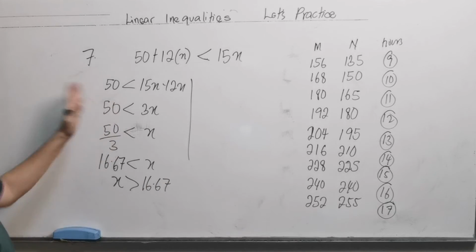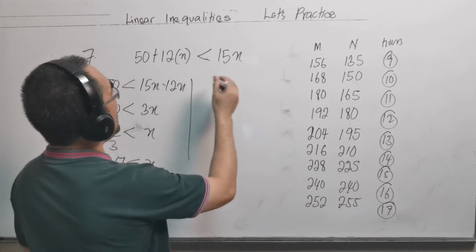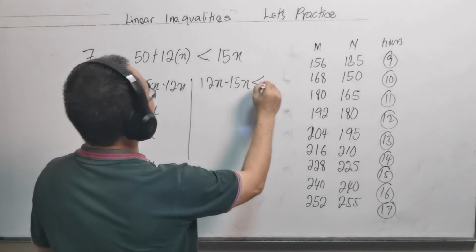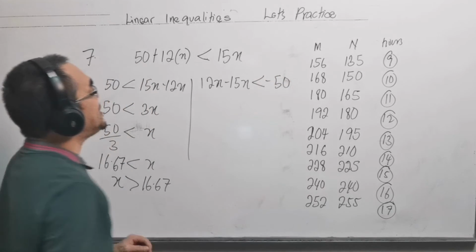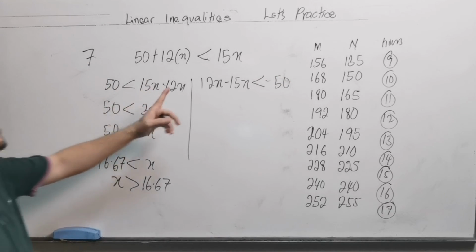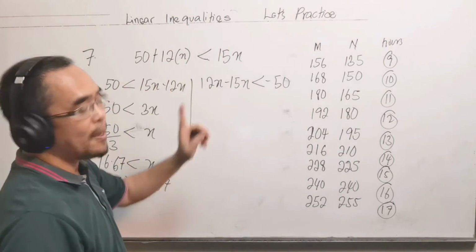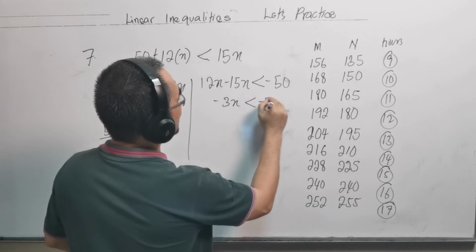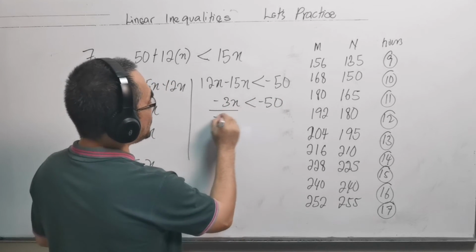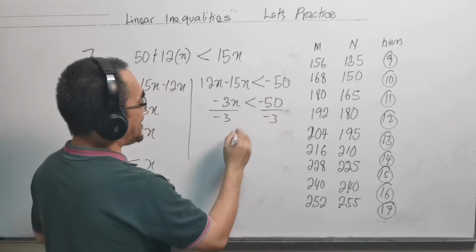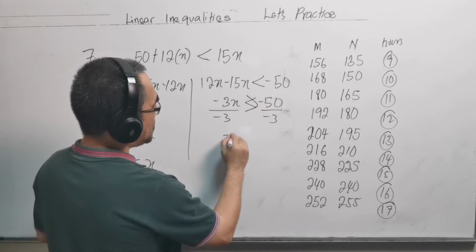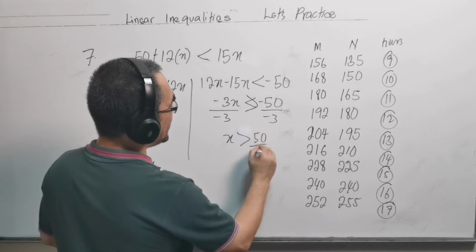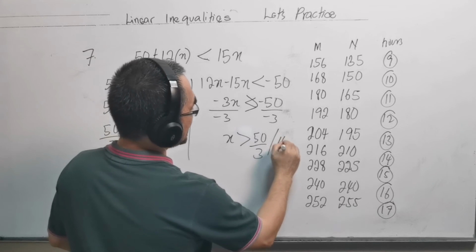Okay, usually we put x on the left side, so I'll show you how we do that. 12x minus 15x is less than negative 50. So this one, you bring x to the right side, and this one I bring x to the left side. This is negative 3x less than negative 50. Since we want to divide by negative 3, the symbol has to change. So x will be more than 50 over 3, which is 16.67.